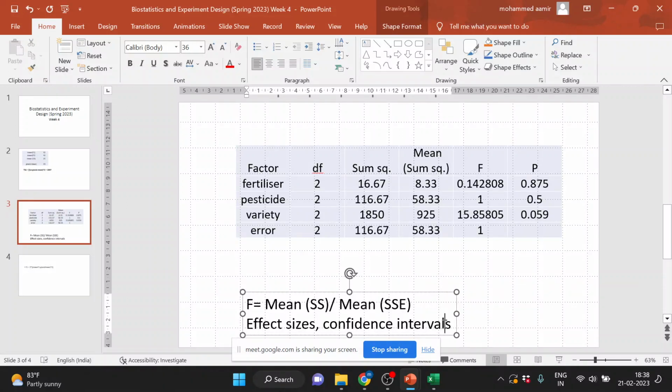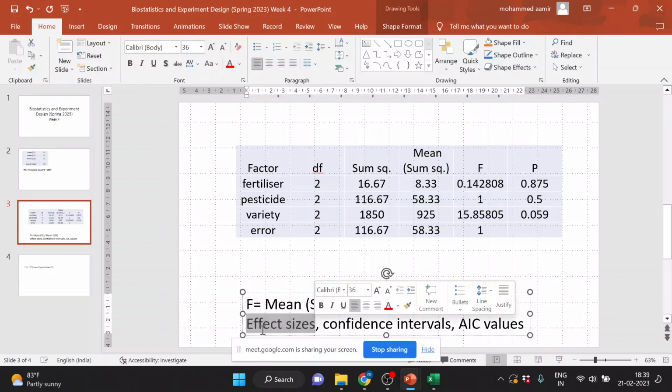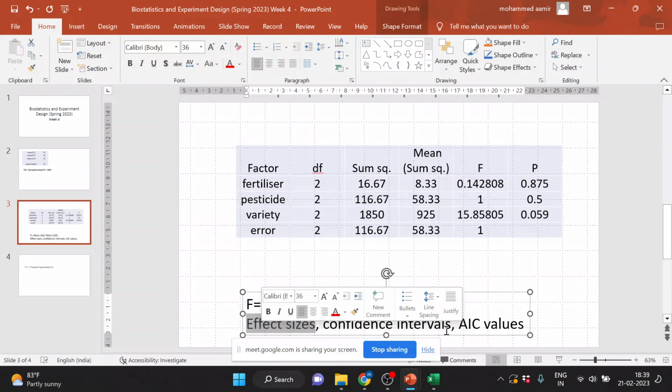Also AIC values, things like that. Just go read up on them and see how relevant these have become. You just can't nowadays submit a paper with only ANOVA. They will not accept your results. You will have to specify a lot of other things, especially effect size and confidence interval. These two things are very important.